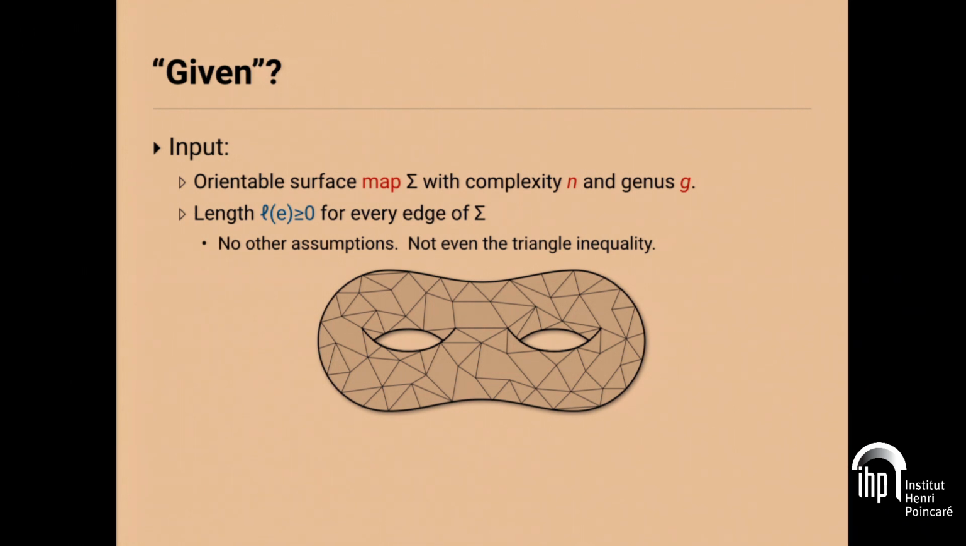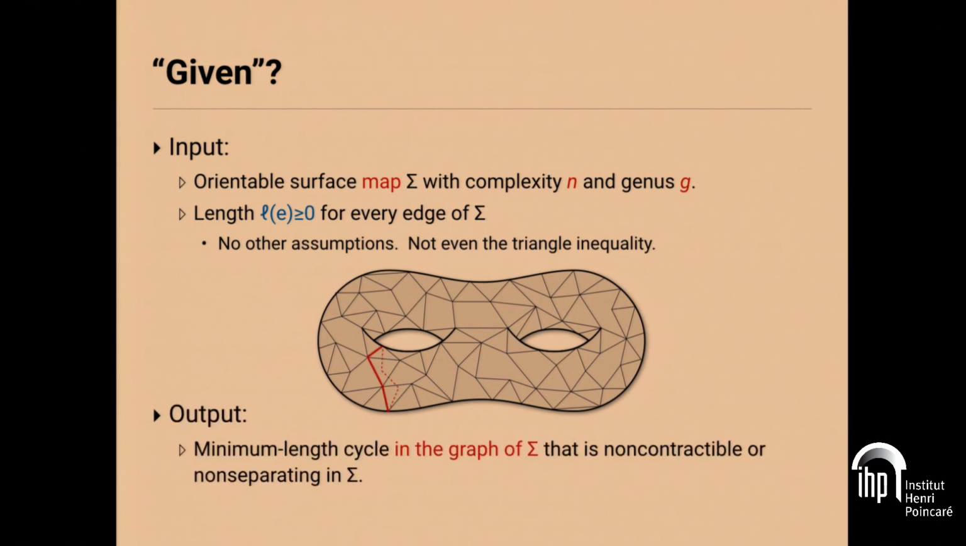There are no coordinates. It's not sitting in space. I don't even necessarily satisfy the triangle inequality, just like yesterday. And then what I want is to find the minimum length cycle in the graph, among the vertices and edges, that is either non-contractible or non-separating. And there'll be two slightly different algorithms, but they'll both be built on the same ideas.